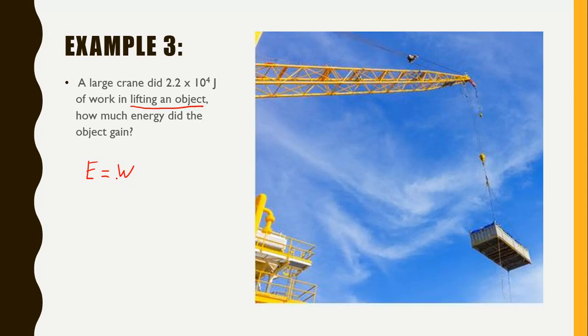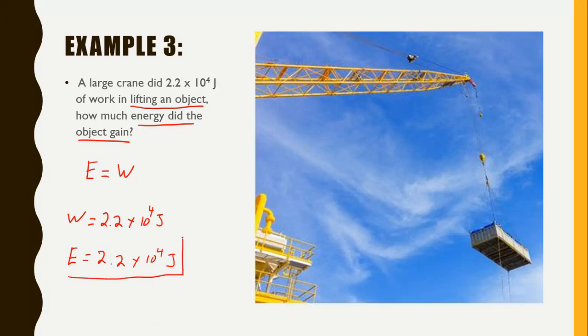There's no calculations involved. So how much energy did this object gain? It's exactly equal to the amount of work that was done to it. So the amount of work that was done to this object is 2.2 times 10 to the 4th joules, which means how much energy does that object now have stored in it because of gravity, because it's above the ground? 2.2 times 10 to the 4th joules. Okay, so work is just the transfer of energy. The amount of work you do to something is the amount of energy you've put into it.